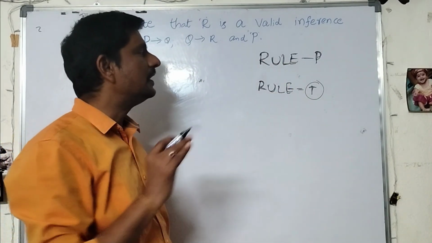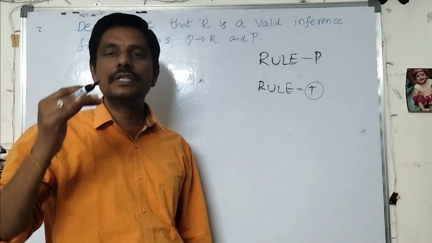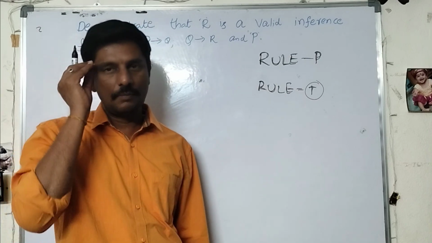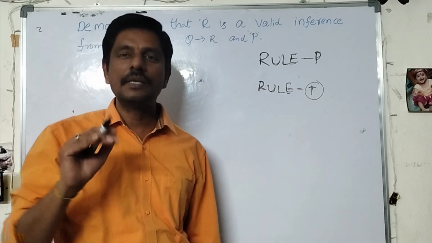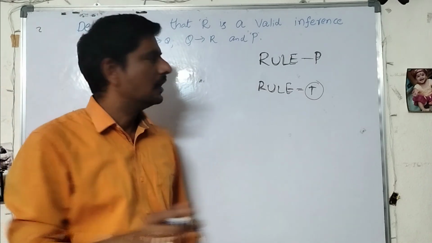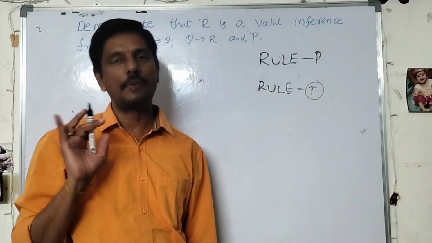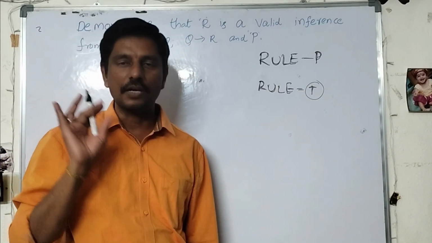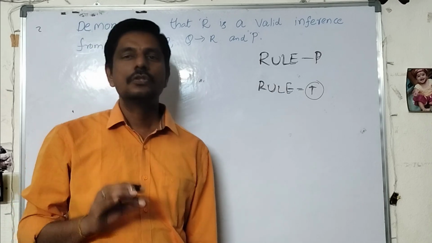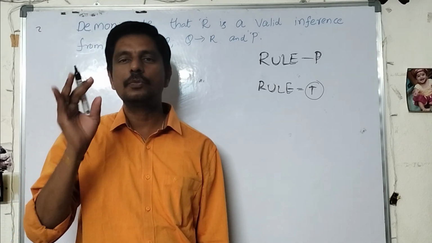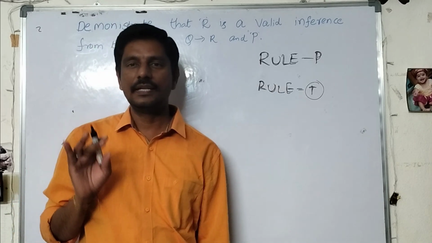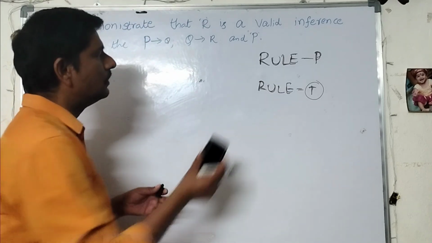Rule P is nothing but introducing a premise. Rule T is nothing but generating a formula using the premises. Clear? So we need to keep these 2 points in our memory. Now we do this problem.